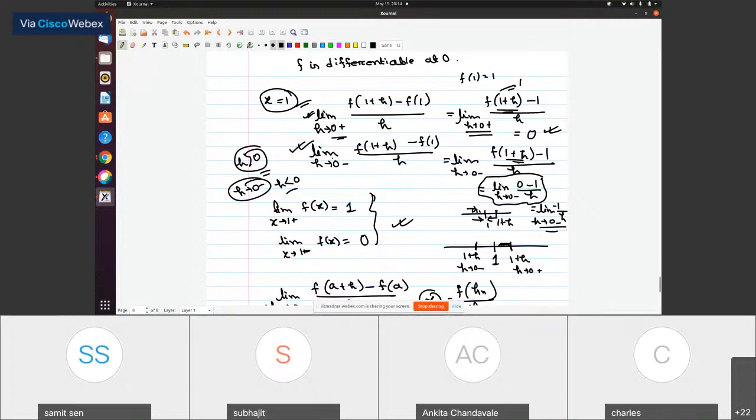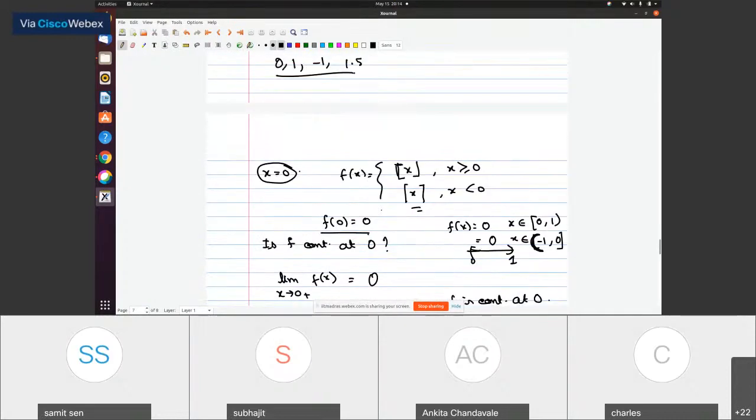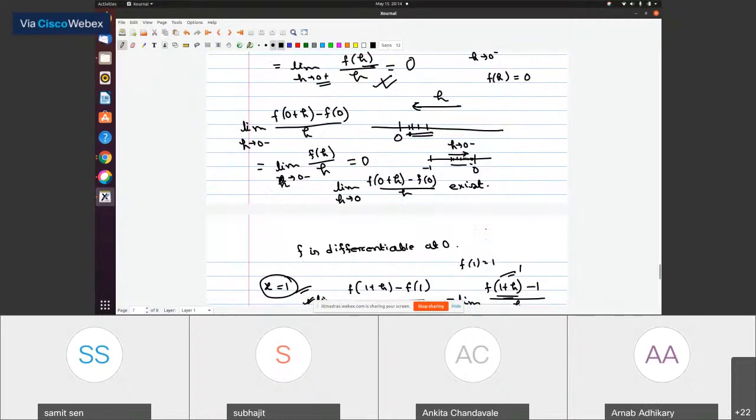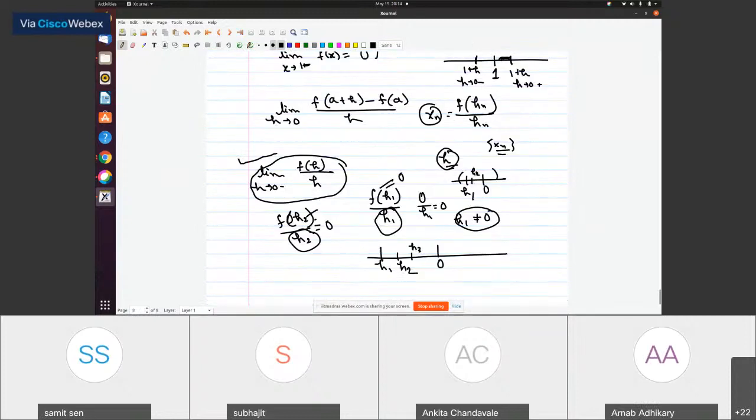So when I am considering the differentiability at x equal to 1, it is obviously x greater than or equal to 0. So we are considering only the first piece of this function, this floor function, right? Is it clear, no? This differentiability of this function? Yes, sir.